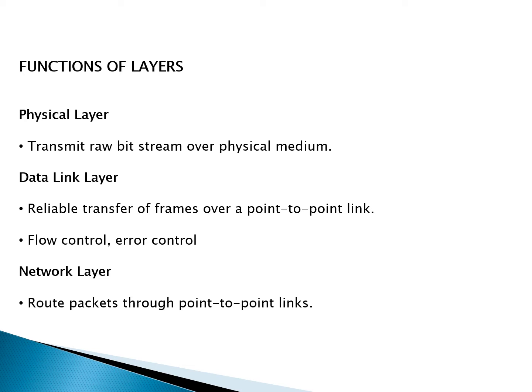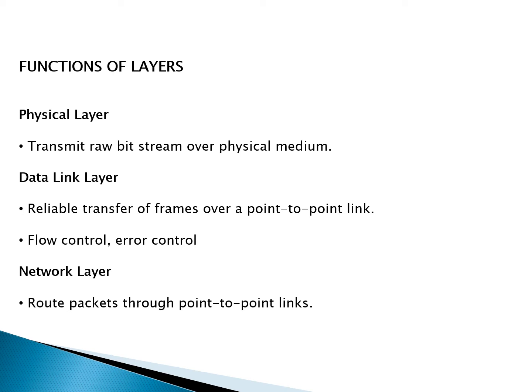Now comes to functions of layers. Physical layer. Physical layer concerns transmitting the raw bit stream that constitutes your data over a physical medium. Physical medium can be copper, fiber optics, microwaves, Bluetooth, etc. It can be anything. It makes a physical connection between two direct links.